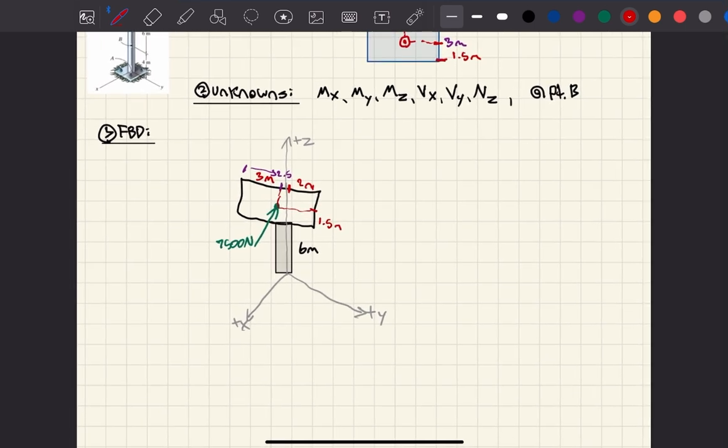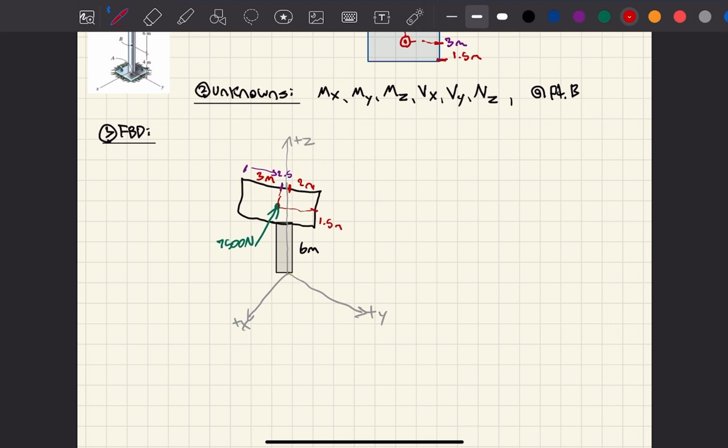What forces do we want to find? Well, we want to see if we have a Vy force, a Vx force, and a normal Nz force, right? We also want to see if we have a moment in the Y direction, a moment in the X direction, and a moment in the Z direction.